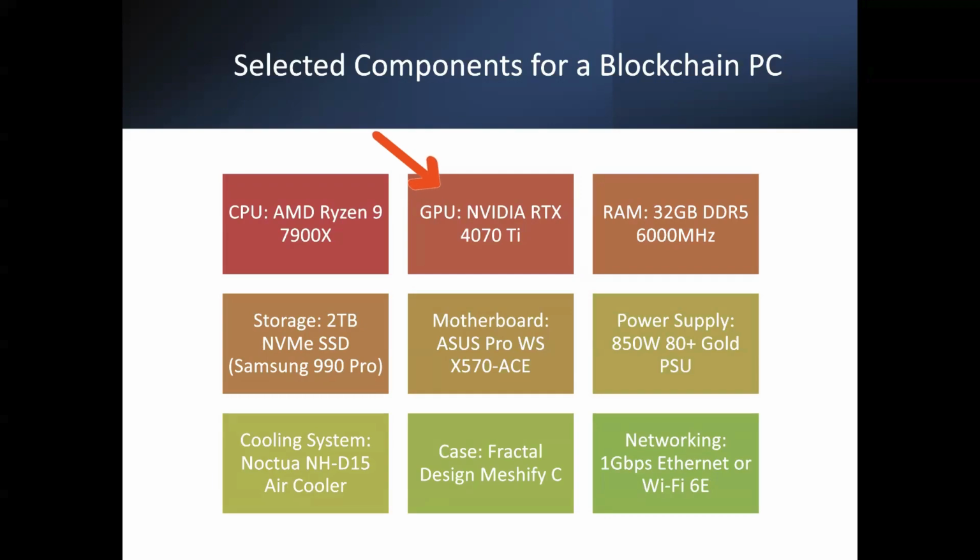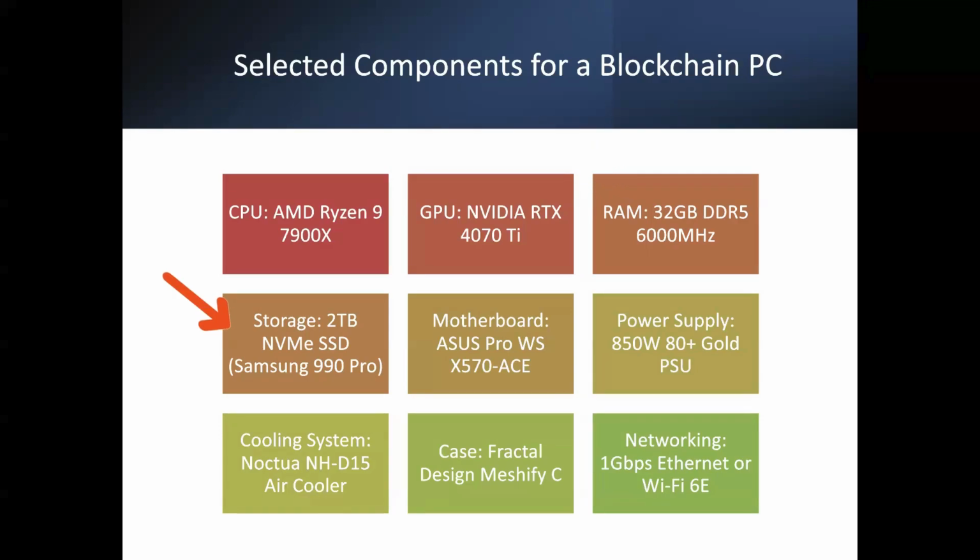I chose the NVIDIA RTX 4070 Ti. This is useful for GPU mining and machine learning applications. Just doing that on the back end of blockchain will be very helpful to make sure your computer is not crashing and is running fast. Here we have the RAM, which is 32 gigabytes DDR5. This ensures smooth operation when running multiple nodes or virtual environments.